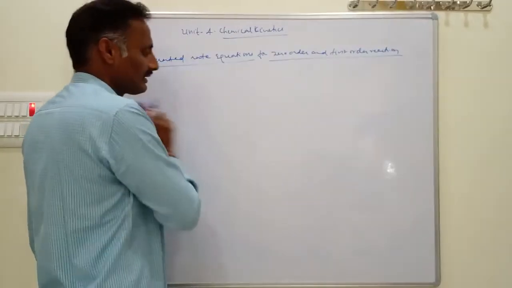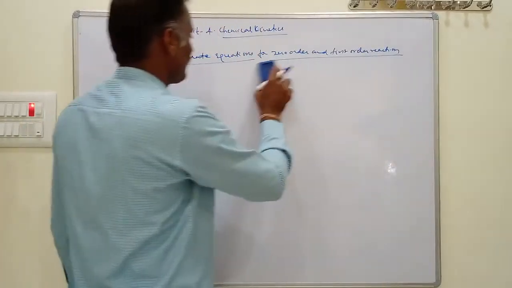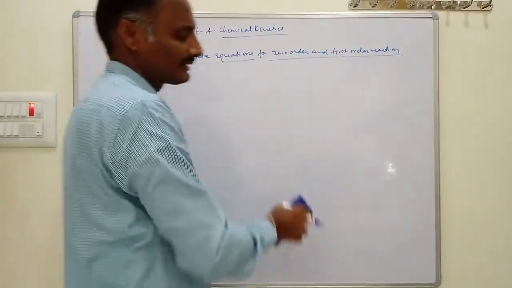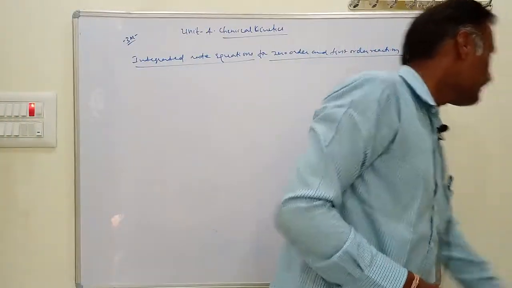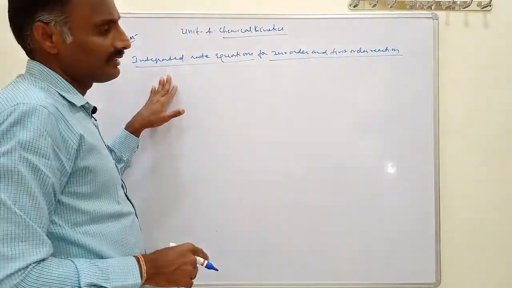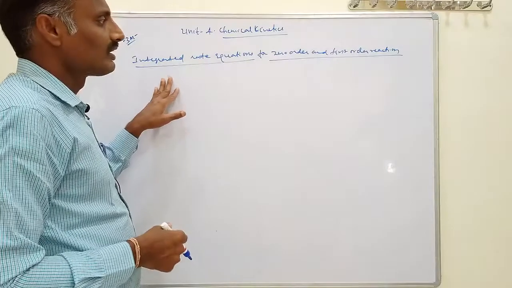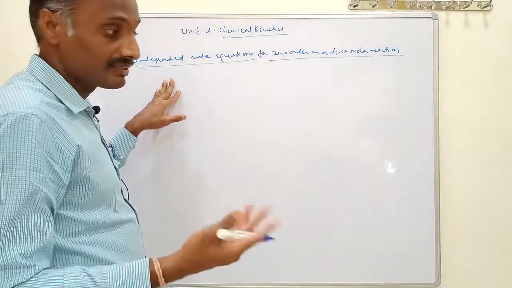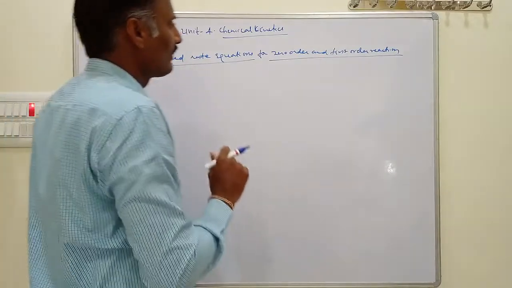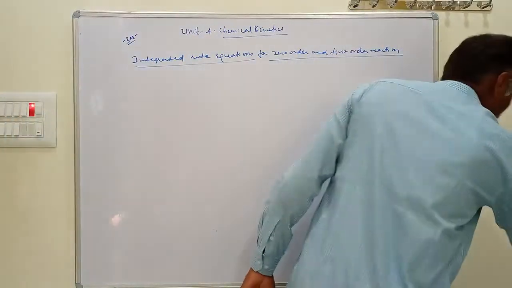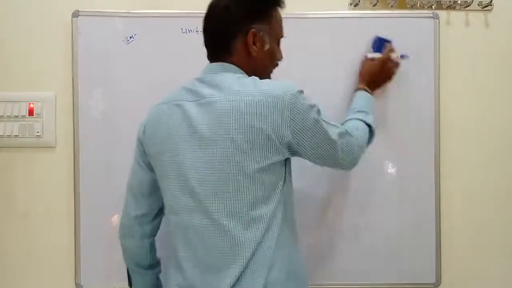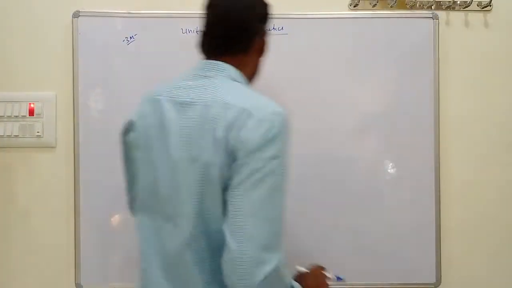To overcome this demerit, we integrate differential rate equations for zero order and first order reactions. Integrated rate equations for zero order and first order reactions give the rate constant at different intervals of time, and also the concentration of reactant at different intervals of time. The first one we go for is the integrated rate equation for zero order reactions. The questions are like this for this derivation.